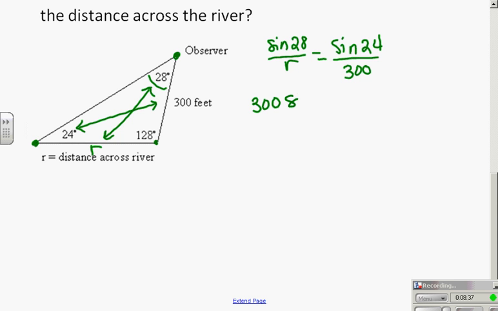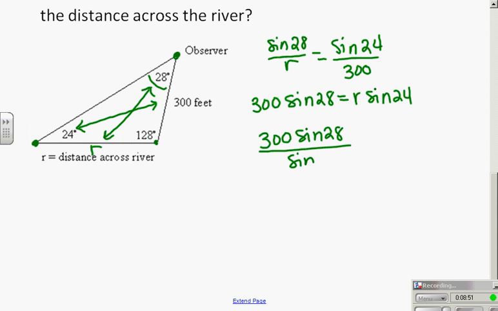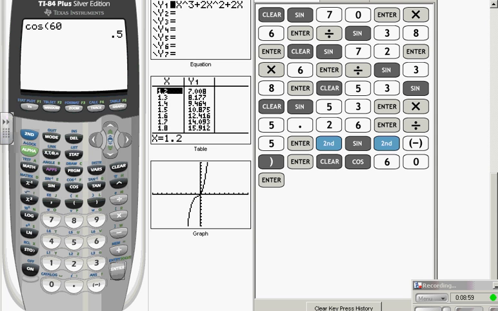If I cross multiply, I end up with 300 sine 28 equal to R sine 24. Divide both sides by the sine of 24. I have 300 sine 28 divided by the sine of 24. That equals R. Quick trip to your calculator.